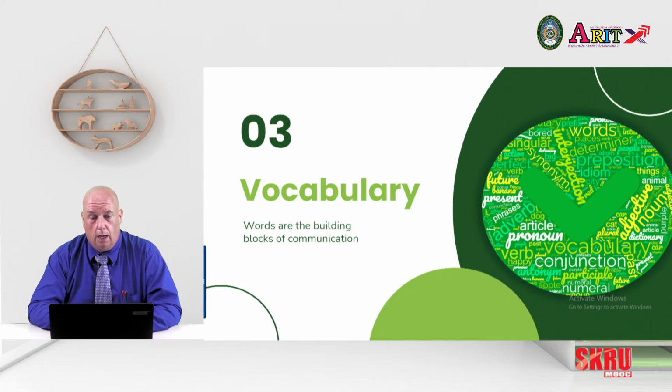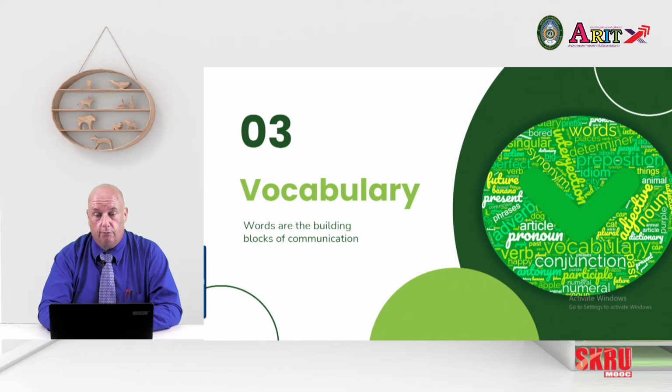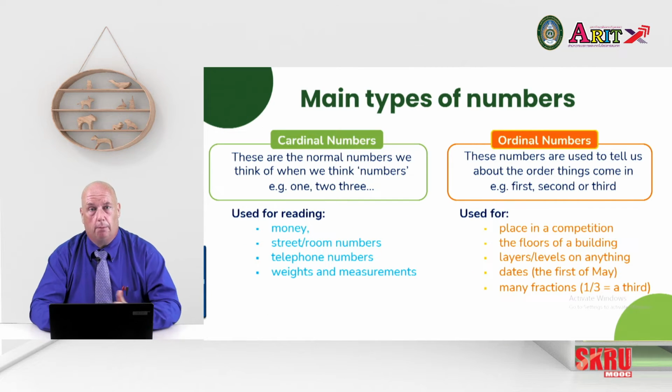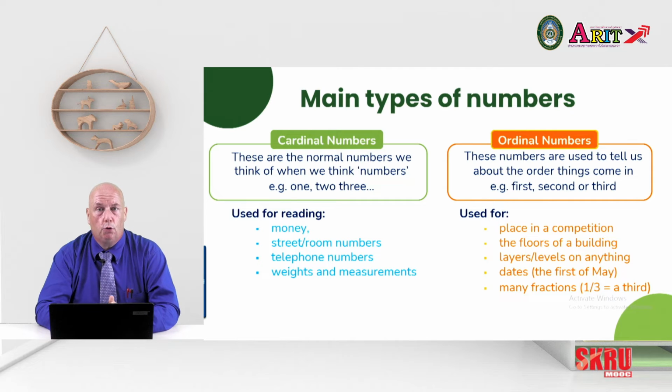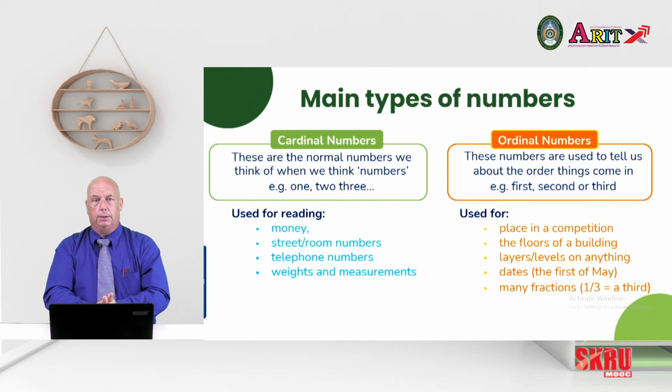Today we're looking at Unit 7, talking about a routine, and this is Part 3 where we're looking at vocabulary. First of all, we're going to take a look at numbers. There are two main types of numbers that we need to know in English. These are cardinal numbers and ordinal numbers. Let's start with cardinal numbers.